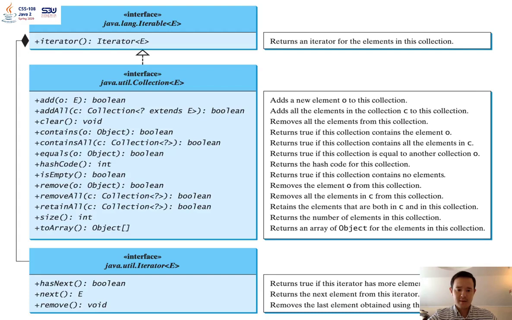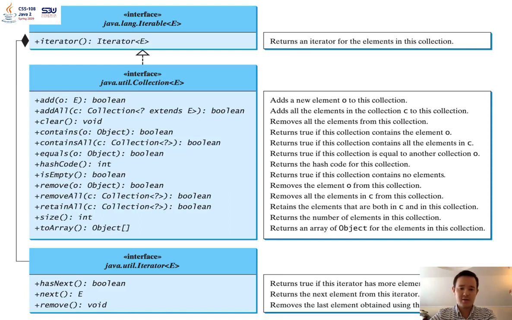All right. So now let's look at some of the common methods in the collection interface, and then look at the code. So this UML diagram here shows the list of methods in the collection interface. The collection interface is the root class for all collection classes. All of the collection classes have these methods. So these methods are very basic for all the collections.